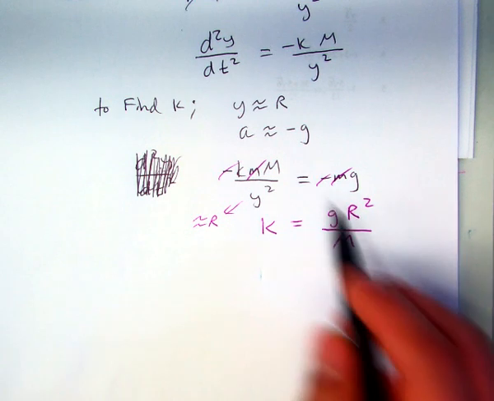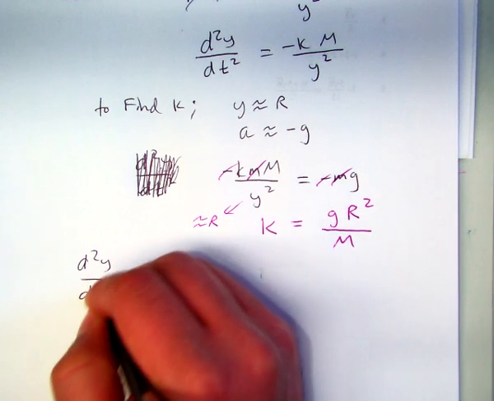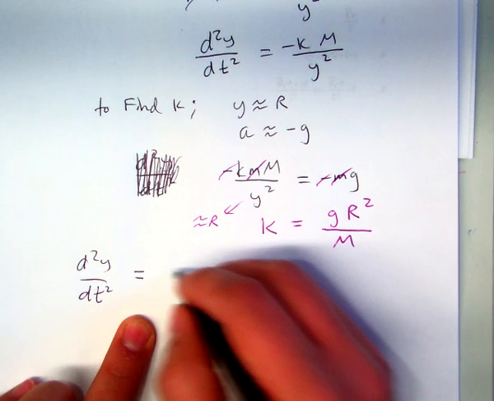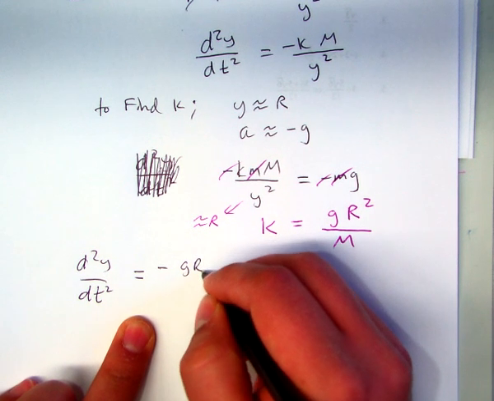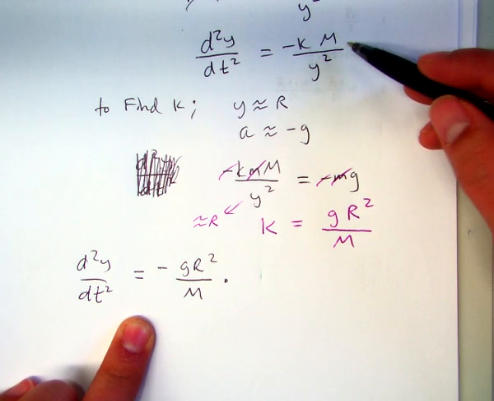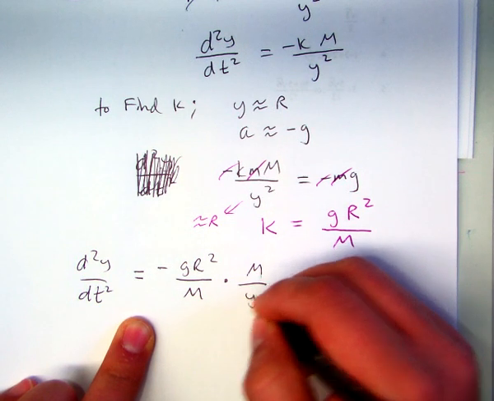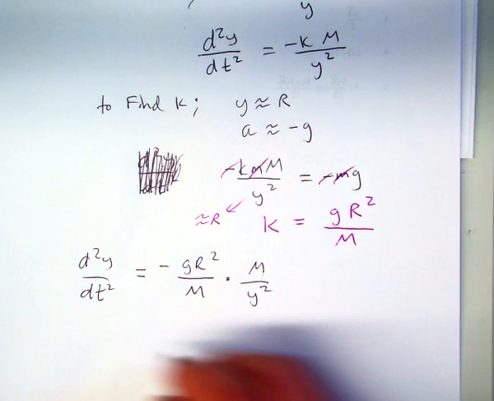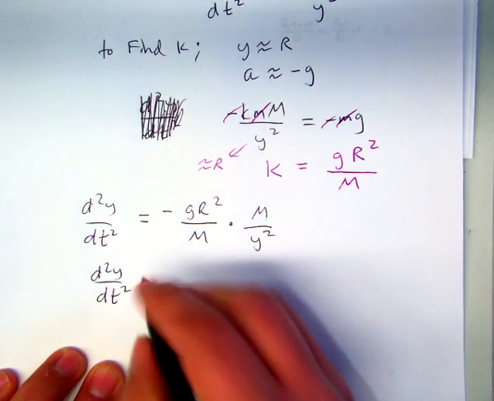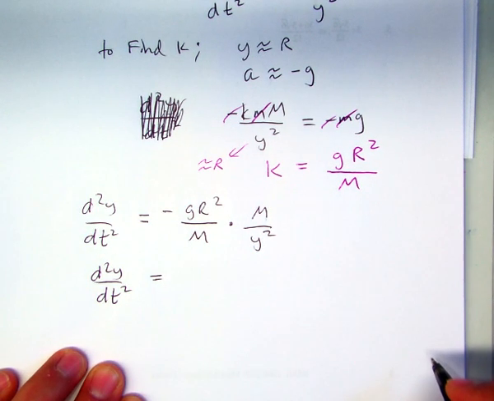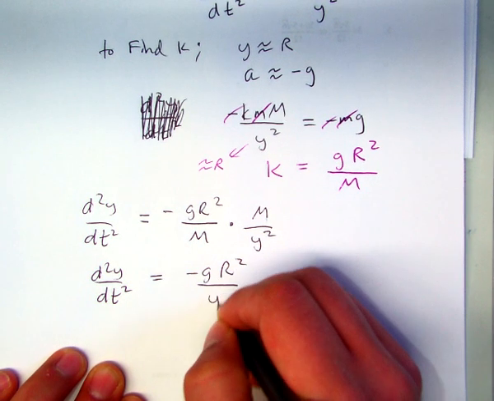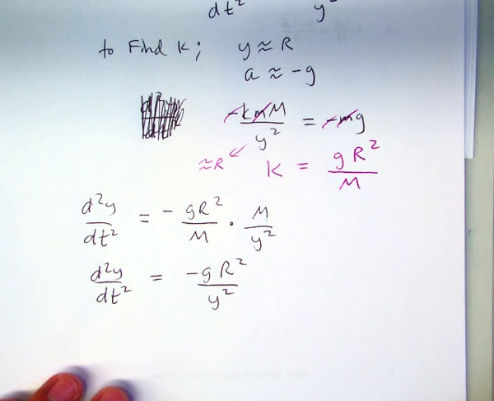All right, and now we can go ahead and plug this into the differential equation. So k, we have negative g r squared over big M times big M over y squared. Big M's cancel. We get d squared y over dt squared, which is equal to minus g r squared over y squared.